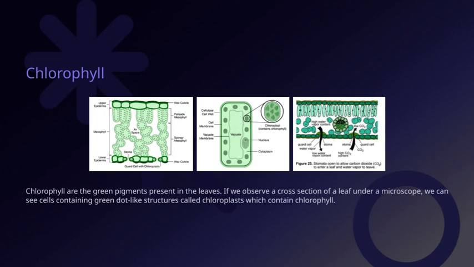Let's talk about chlorophyll, which are the green pigments we find in leaves. If you take a close-up look at a cross-section of a leaf under a microscope, you'll notice tiny cells that contain green, dot-like structures. These structures are called chloroplasts. Inside these chloroplasts is where chlorophyll resides. This green pigment is crucial because it plays a key role in photosynthesis, allowing plants to convert sunlight into energy. So, understanding chlorophyll helps us see how plants harness the sun's energy to produce food, which ties back to the overall theme of how plants sustain life on Earth.